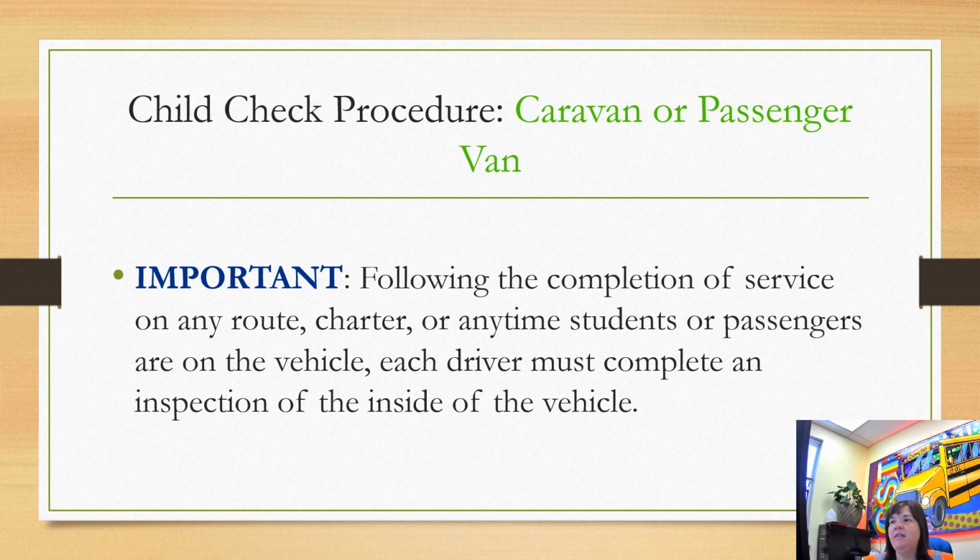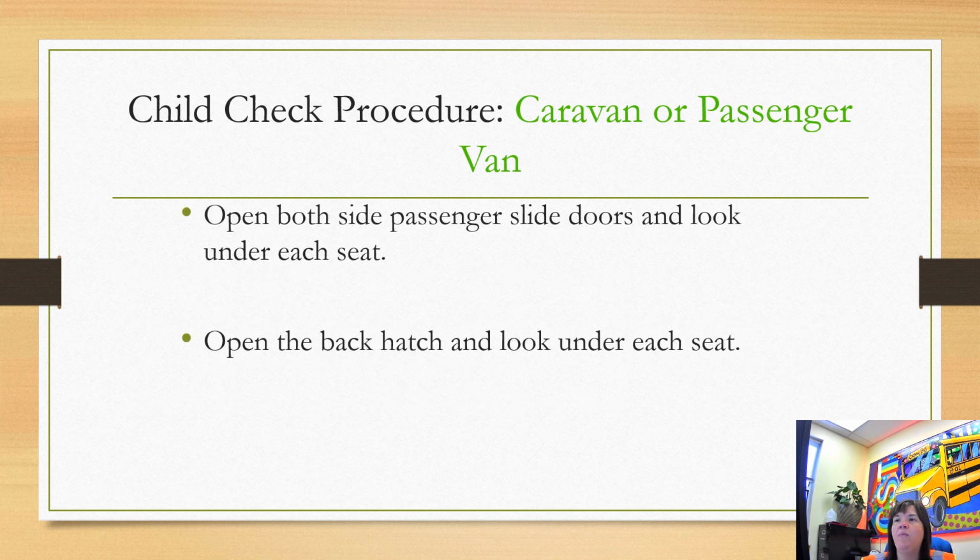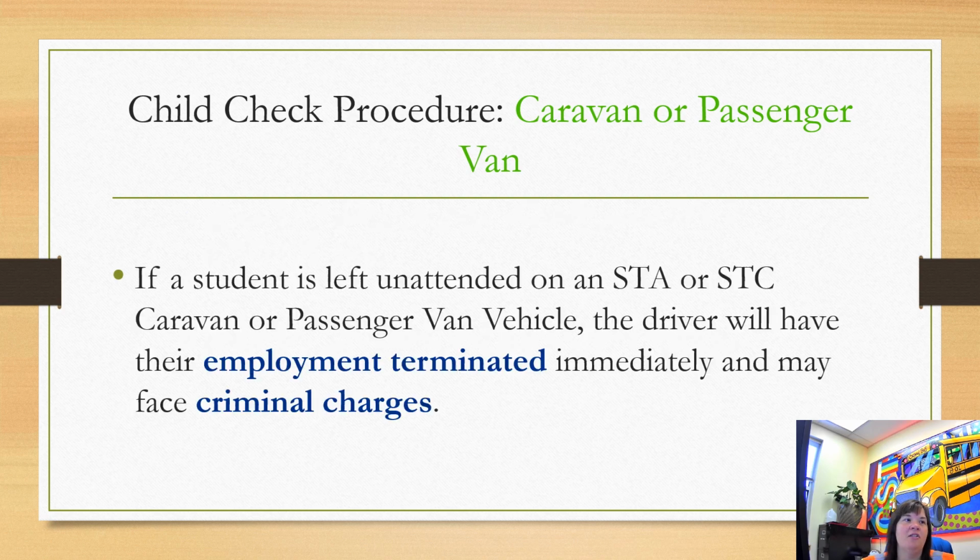The way we do these is we open both side passenger doors and look under each seat, and we open the back hatch and look under each seat if it's visible. If not, we look in the hatch. If you have blankets in the hatch, pull them up. Make sure that there isn't some little one that's playing a game and hiding under a blanket. Just do a thorough search.